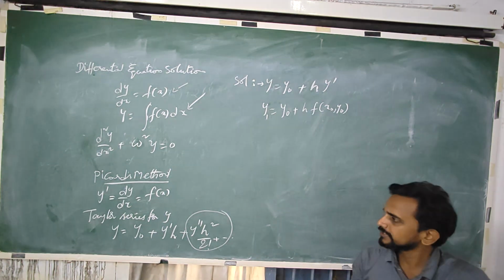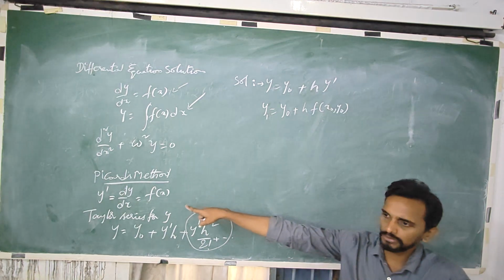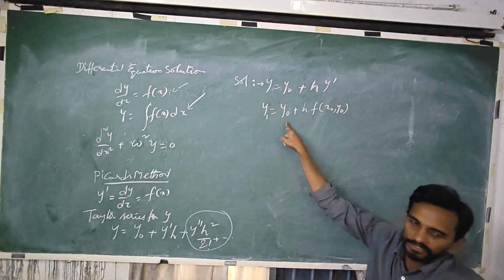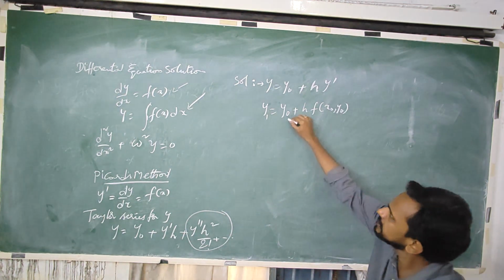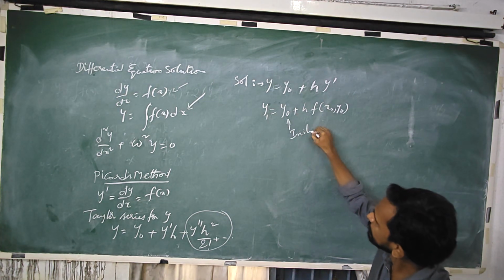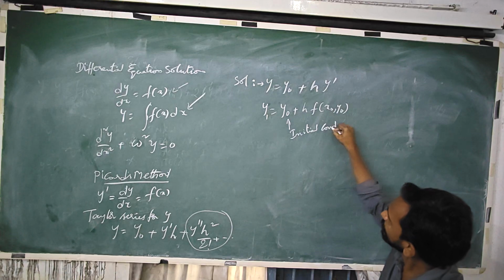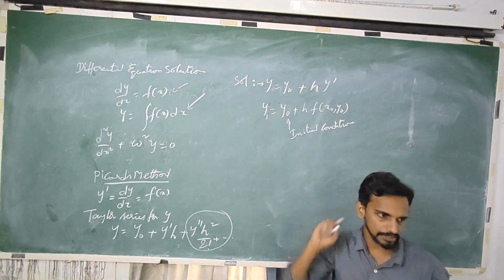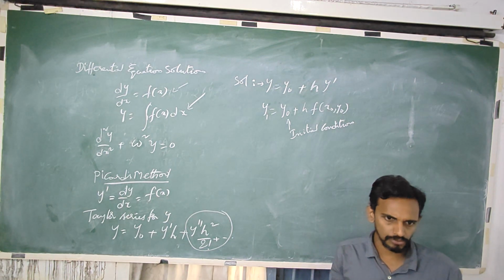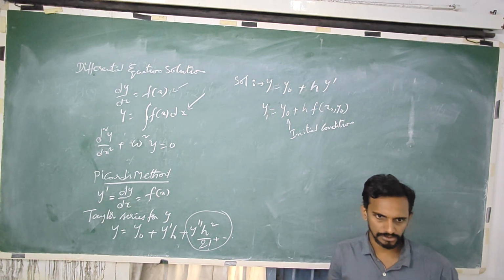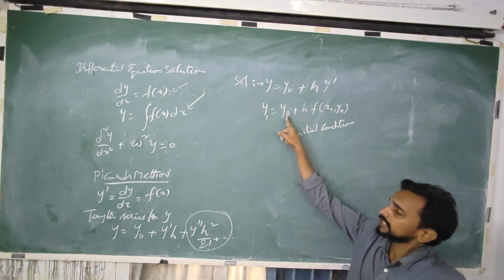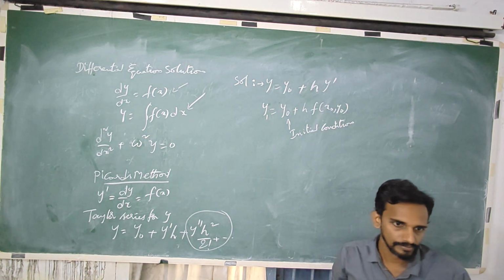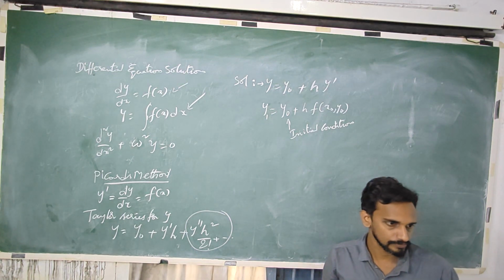So to solve this differential equation, we need to know the initial condition. That initial condition is y0. To solve a first order differential equation, we need to have one initial condition. If the order is 2, we require two initial conditions: one is the value of the function and the other is the first derivative of the function at 0.